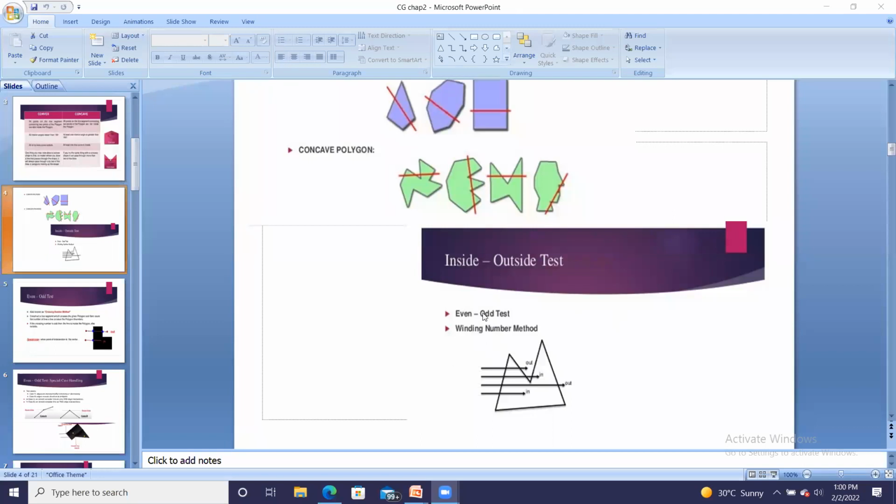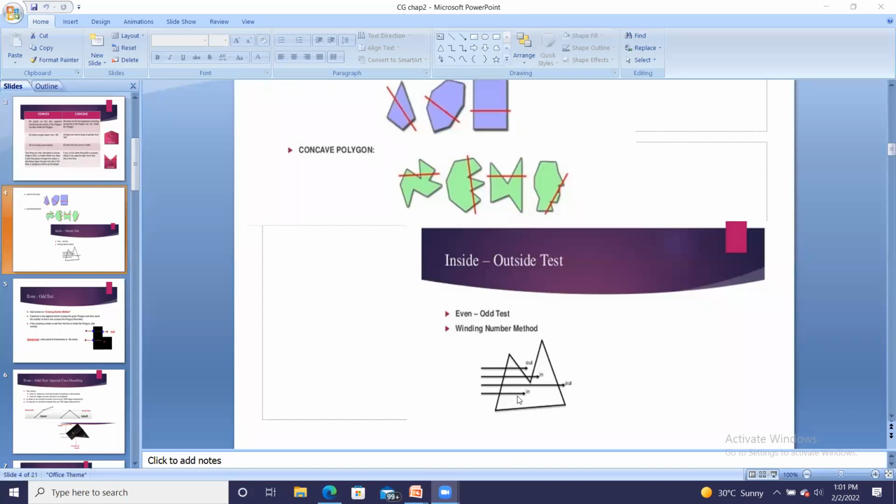so scan lines are considered. So here I am going to take a scan line. Whenever there are an even number of intersections, then the point lies outside. And when the line faces an odd number of intersections, then the point is inside. So it is considered even means outside, odd means inside.